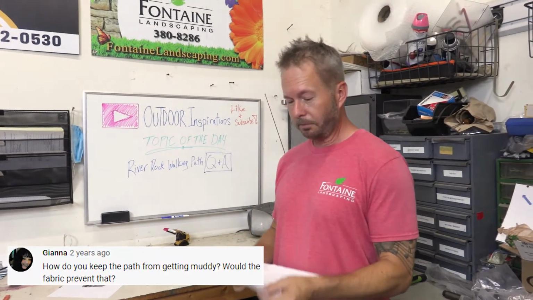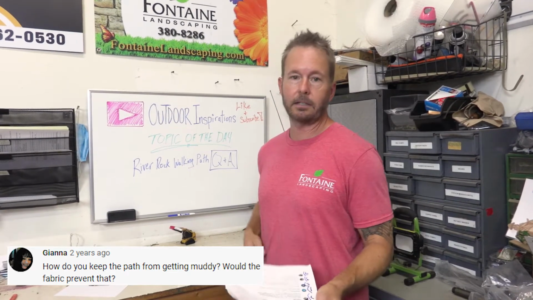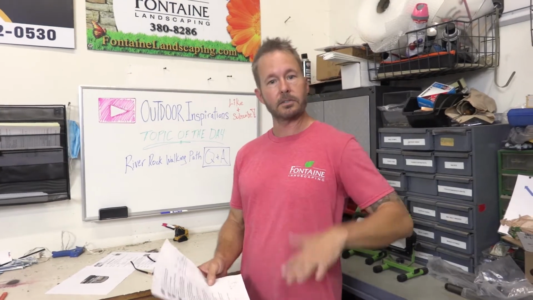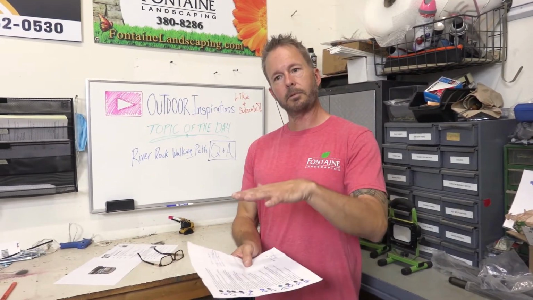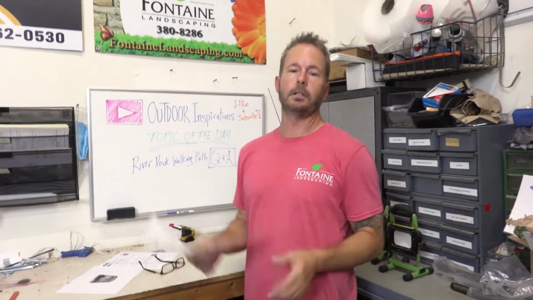Next question from Gianna. How do you keep the path from getting muddy? Would the fabric prevent that? Yes, the main functionality of the fabric is for separation. So you have soil, then you have fabric, and then you have the rock. If it's a good fabric, it's going to prevent that rock from migrating down into the soil, which drives up potential mud and muddy water and all that stuff. So yes, absolutely.